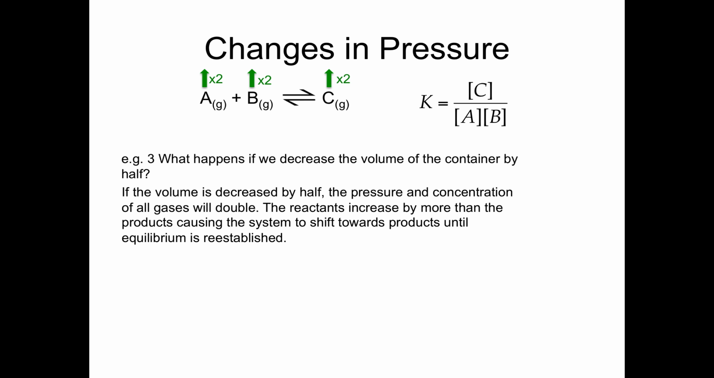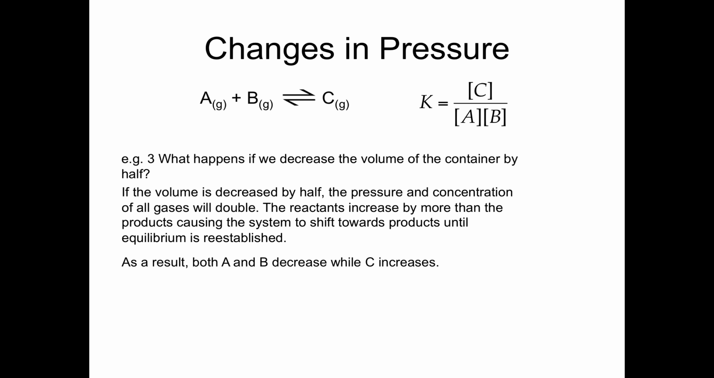But since we only double the reverse reaction once, it's not going to be moving as fast as the forward reaction. So now the result is that the forward reaction is moving faster, and it's going to shift towards the products. So by increasing the pressure, we decrease A and B as they get used up when this shifts forward, and we increase C as it gets produced.